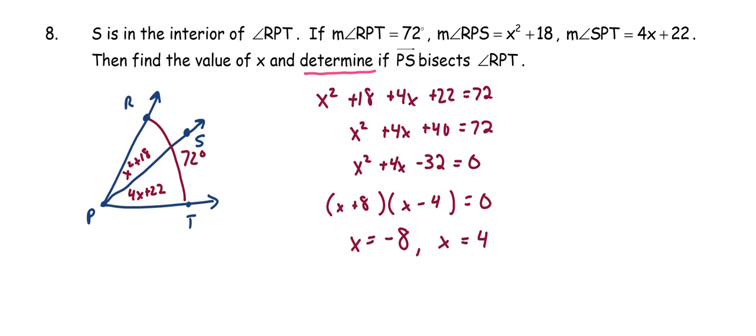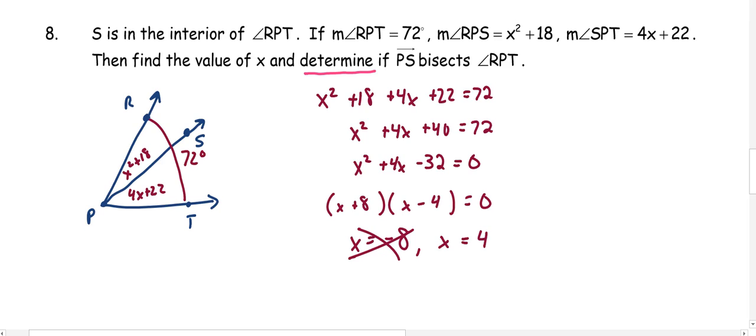Now, when I look at these angles, I have to make sure that both values work. If I put -8 into this angle, I'm going to get a negative angle measure, and we can't have negative angle measures. So that means that x cannot equal -8. x can equal 4 because for both angles I get a positive number. So now I need to know if PS bisects the angle.